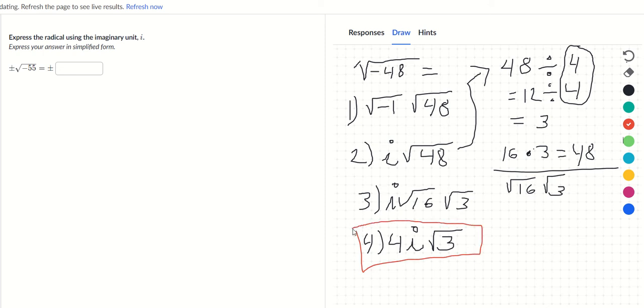So we had 2 examples. Whenever i is alone, you can have it here, of course always outside of the radical sign, never inside the radical sign. And when you have a real number, the real number goes first, then i, then the radical sign with the number inside.